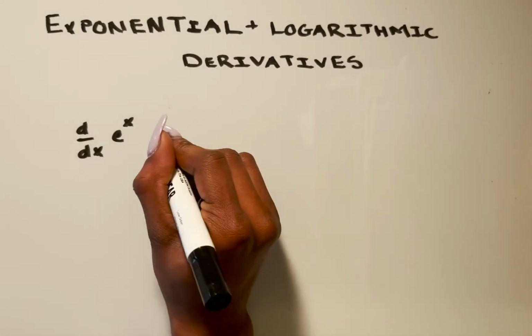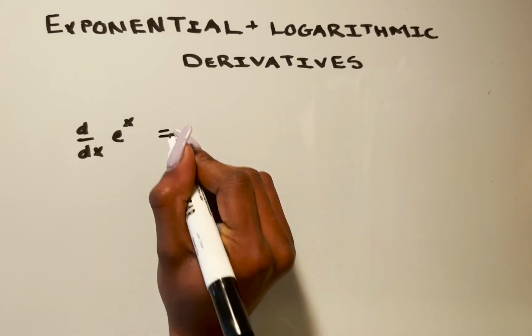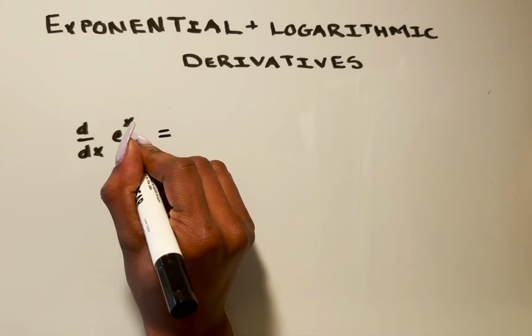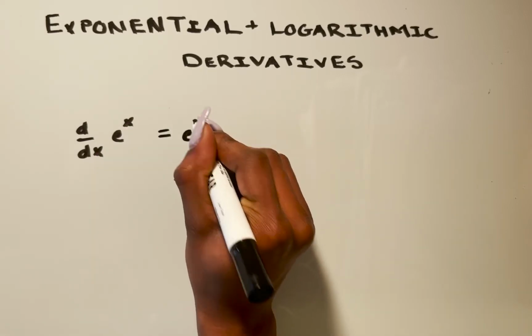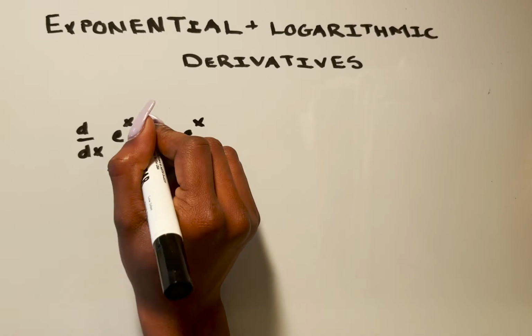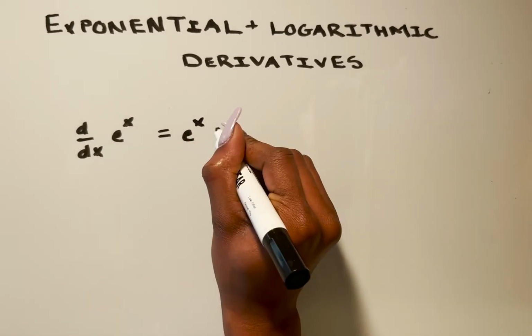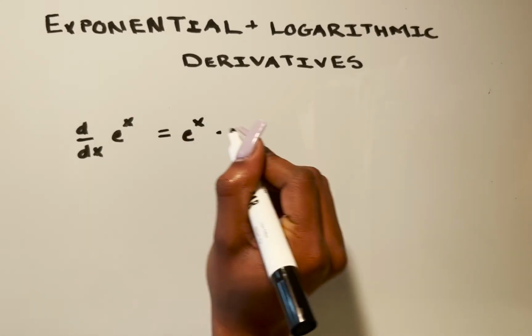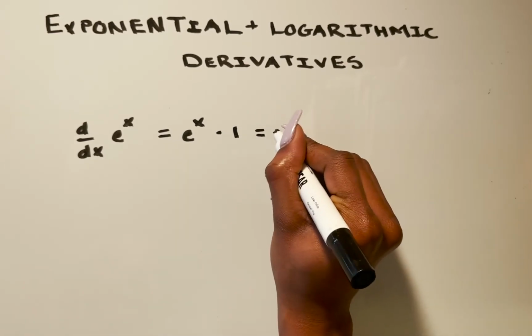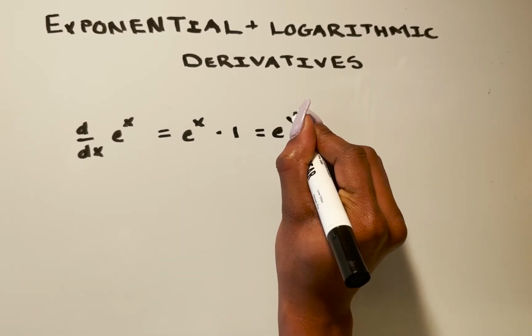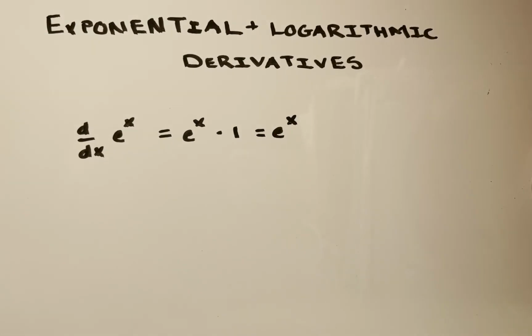Now, when finding the derivative of an exponential function, we're going to multiply the original function, in this case e raised to x, times the derivative of the exponent. So the derivative of x gives us 1. So we see that the derivative of e raised to x equals e raised to x.